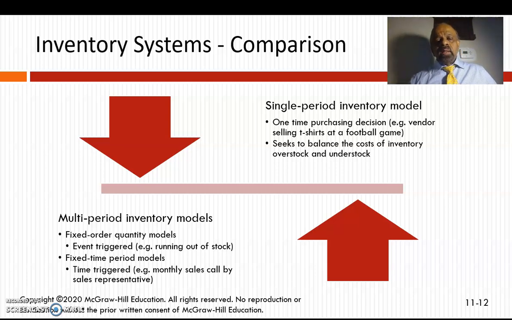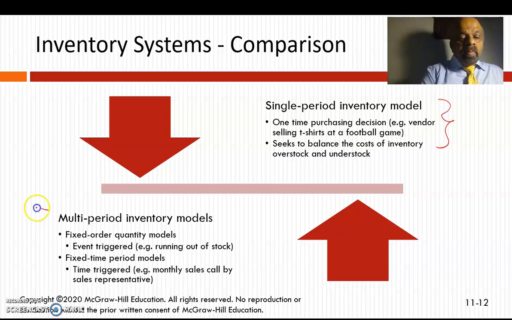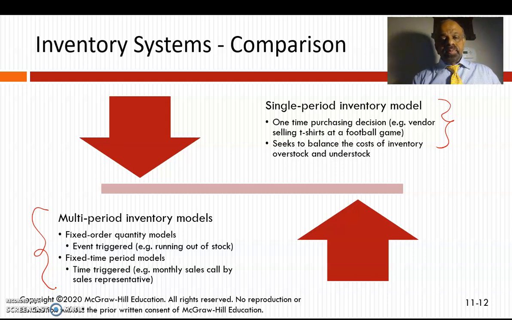We're going to be looking at two models. One is a single period inventory model. Another one is a multi-period inventory model. A single period inventory model has a one-time purchasing decision. Like, I want to buy gallons of milk for this week. That is a one-time purchase decision. Or a shopkeeper is buying t-shirts at a football game, that one time. It seeks to balance the cost of inventory, overstock and understock. It's just going to buy the right amount.